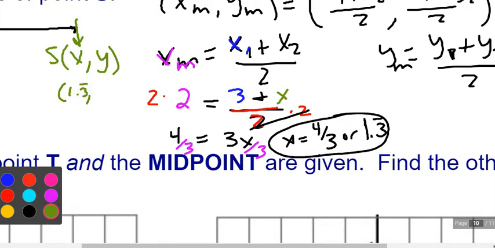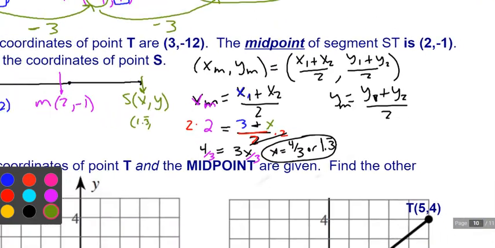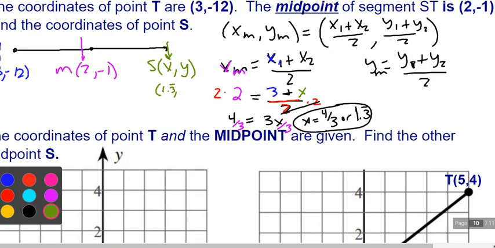So if that worked for the x's, there's no reason it shouldn't work for the y's, because we do know the y value of the midpoint. It's going to be -1.